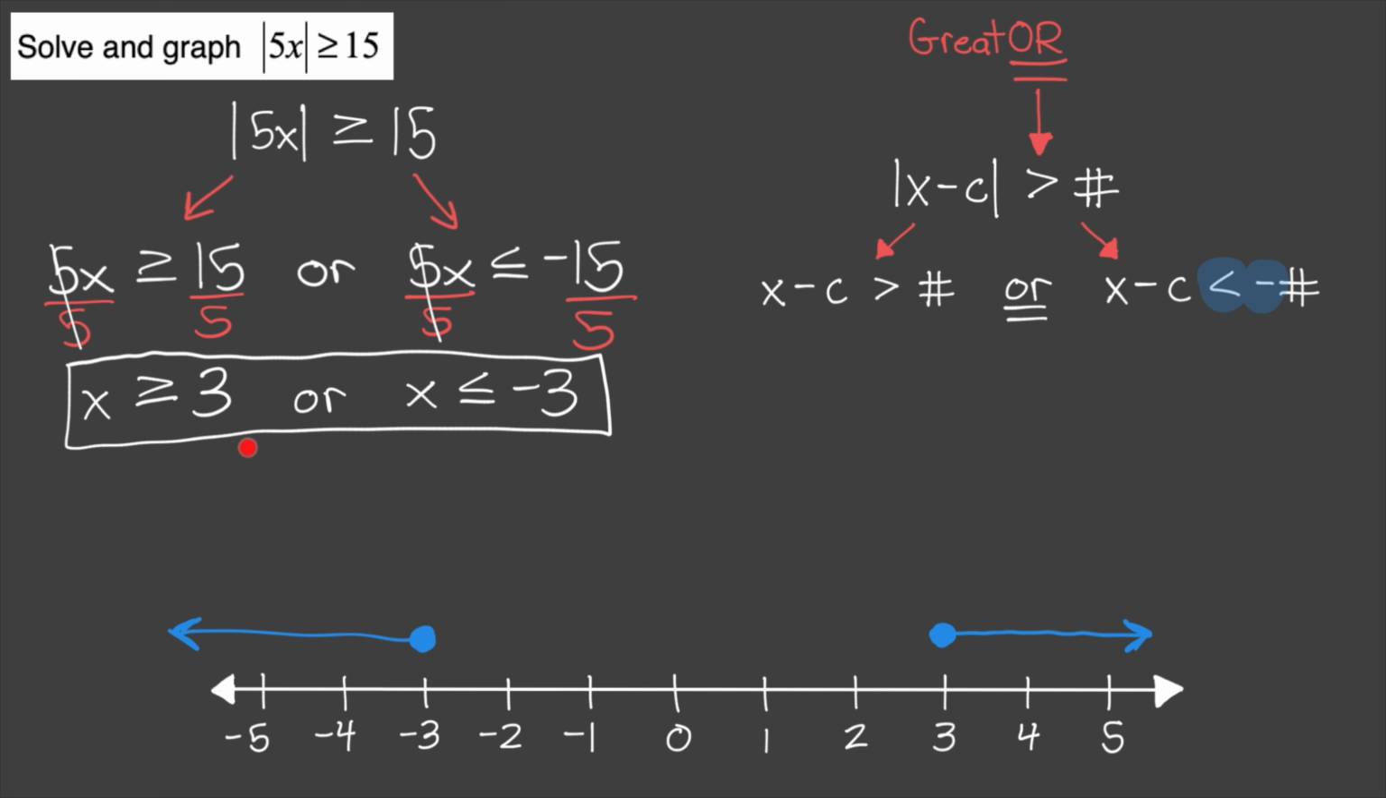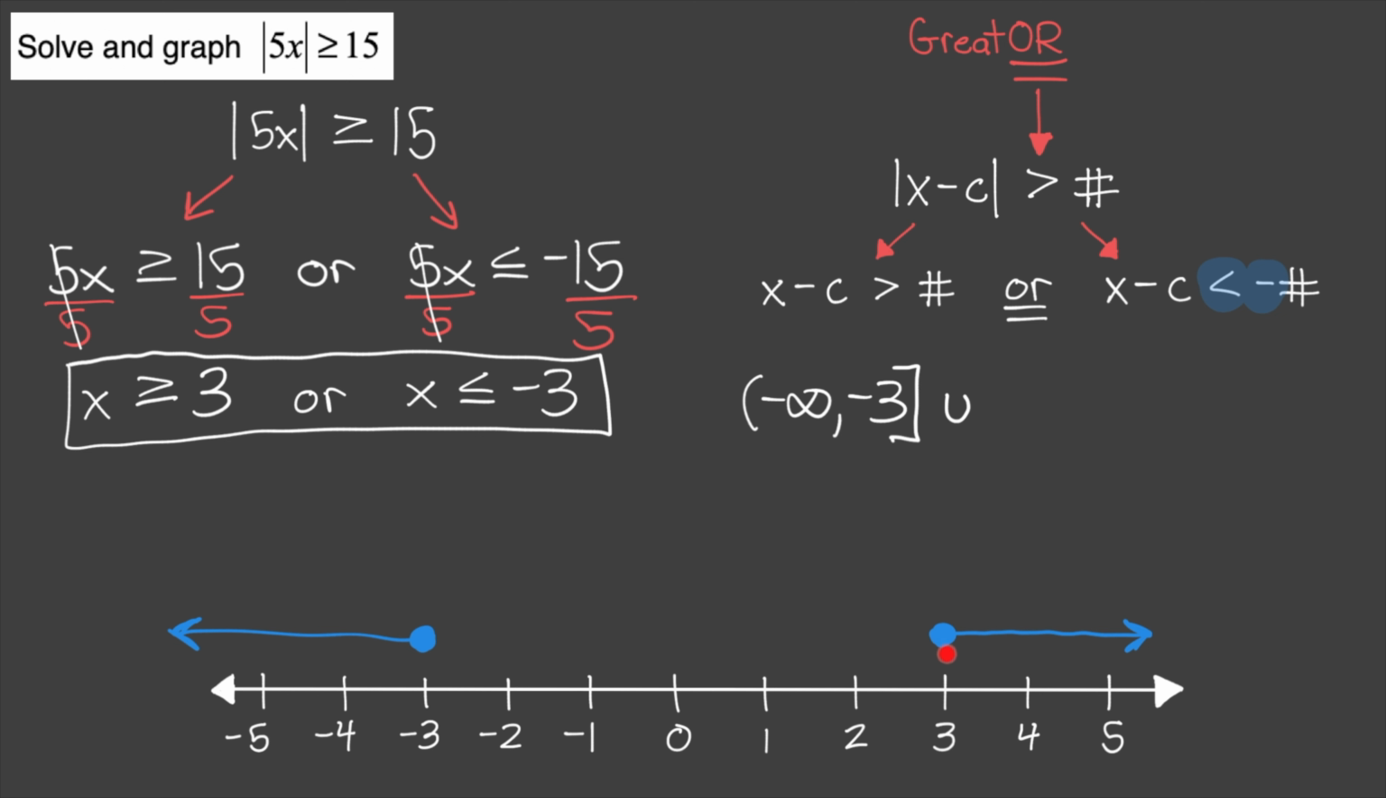Let's also write this answer in interval notation. In interval notation, we always go left to right. So here, this interval, we're going to start at negative infinity and go to negative 3. So it'll be negative infinity to negative 3. And it includes negative 3 because it's filled in, so it's going to be a bracket, union.